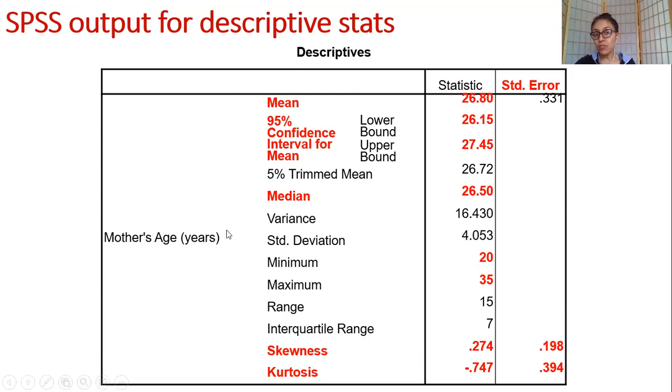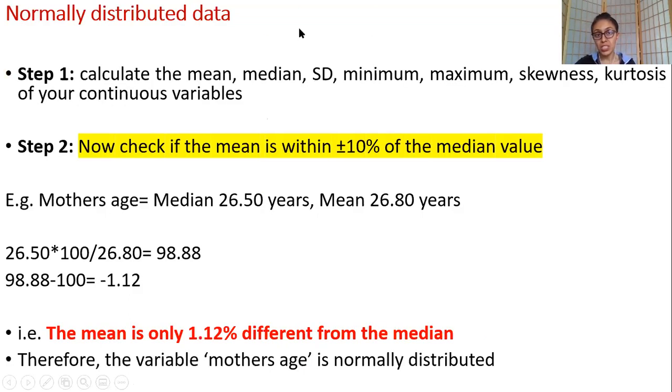So I have calculated all of these things which I told you in this slide, mean, median, all of that. Okay. Now pay attention. All right. So now check if the mean is within plus minus 10% of the median value. All right. Mother's age median was 26.50 years and mother's mean age was 26.80 years. All right.